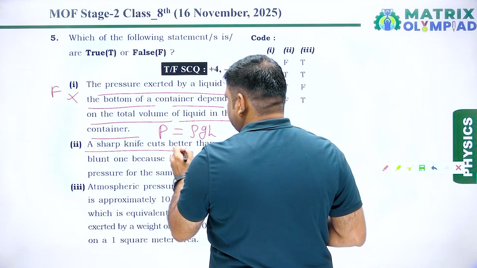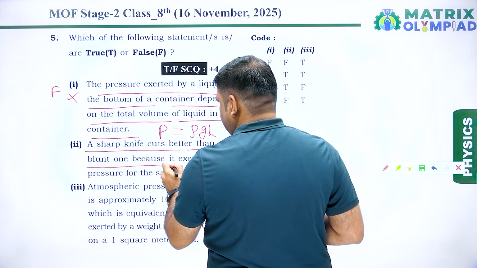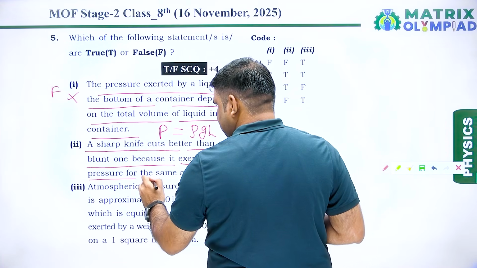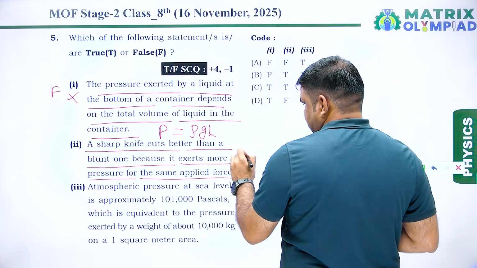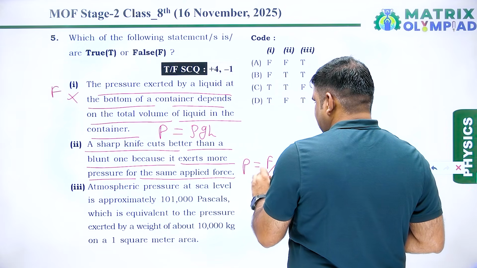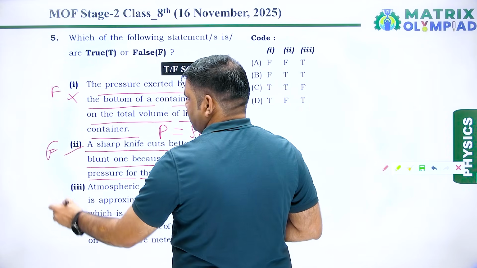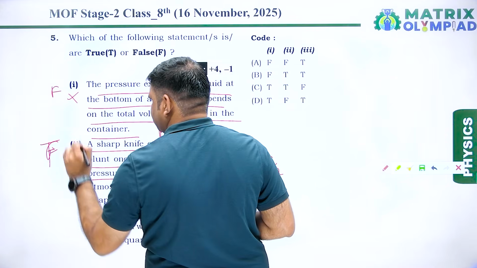The second is: a sharp knife cuts better than a blunt one because it exerts more pressure for the same applied force. Yes, the pressure is F upon A. So this is true.